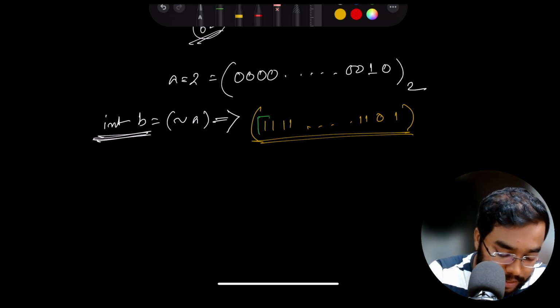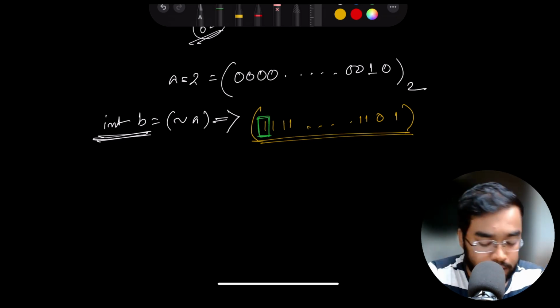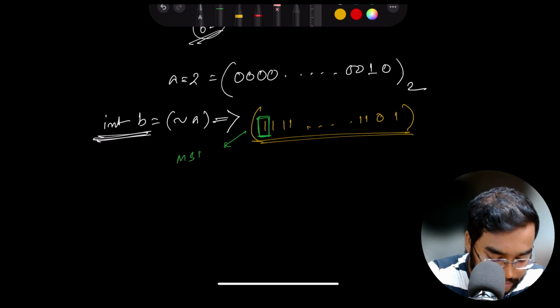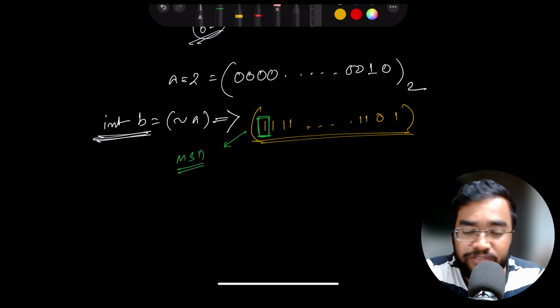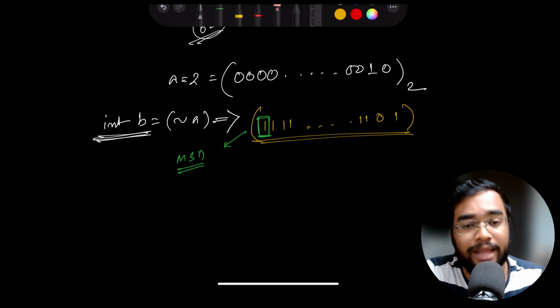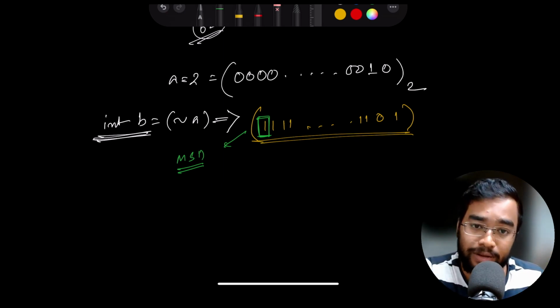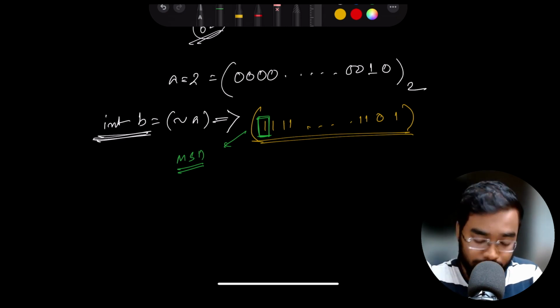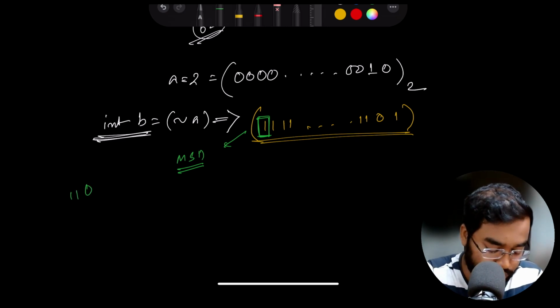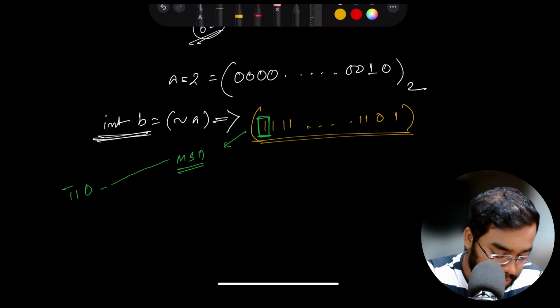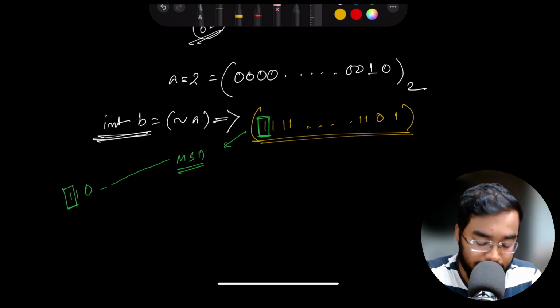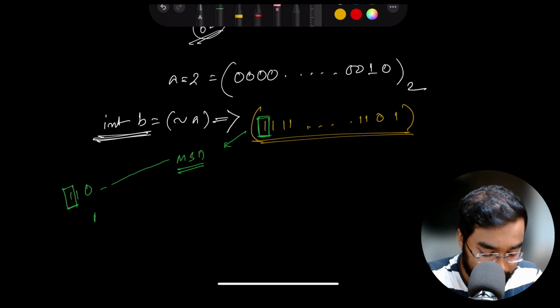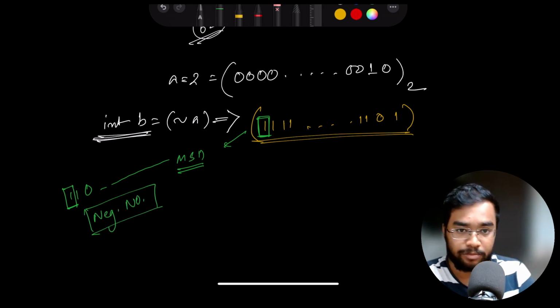In binary, if the most significant digit, called the MSD, is 1, then the decimal equivalent of that binary number would be negative. For example, if I write 110, the most significant bit is 1. That means the number is a negative number. Clear? Negative number.